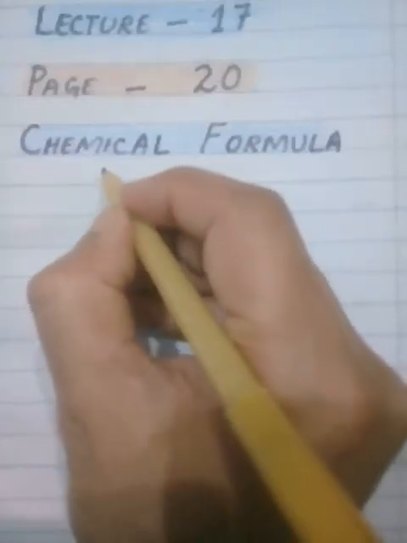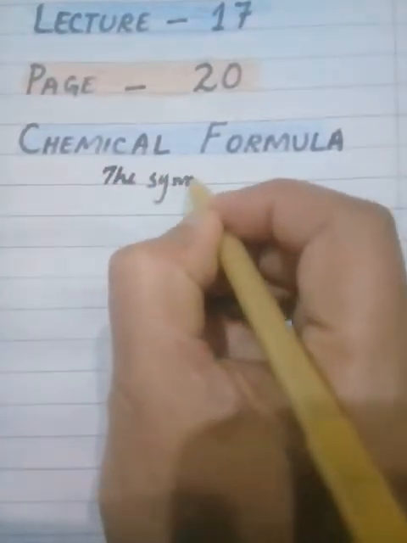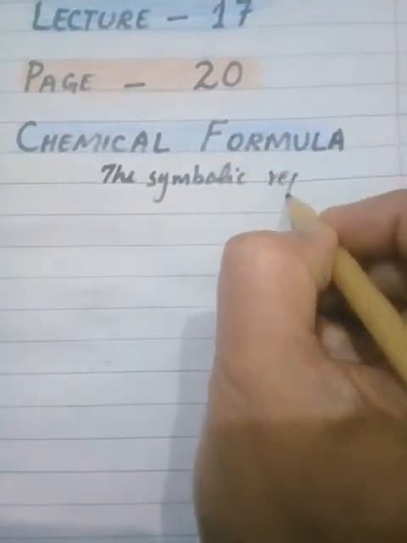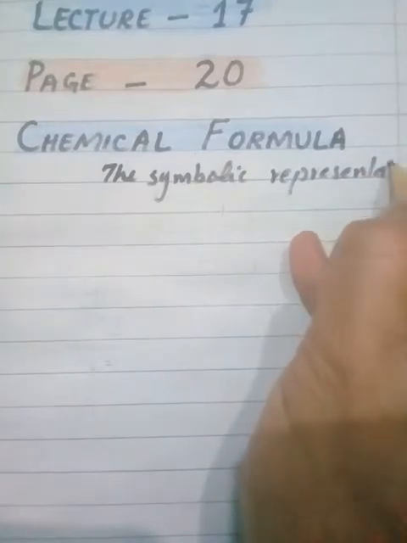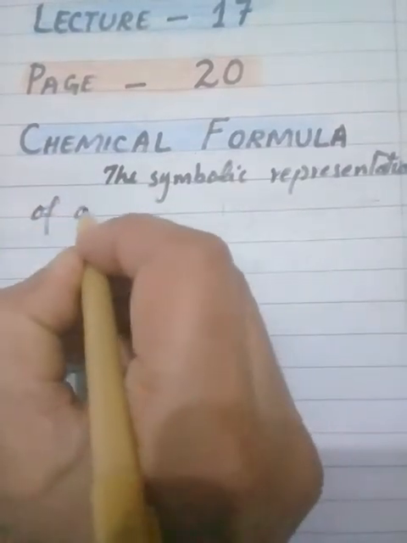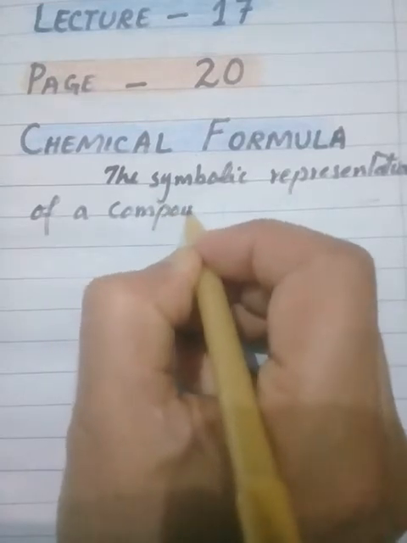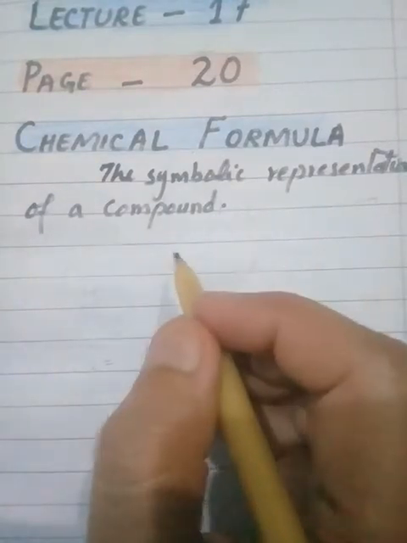Chemical formula is the symbolic representation of a compound. Symbolic representation of a chemical compound.